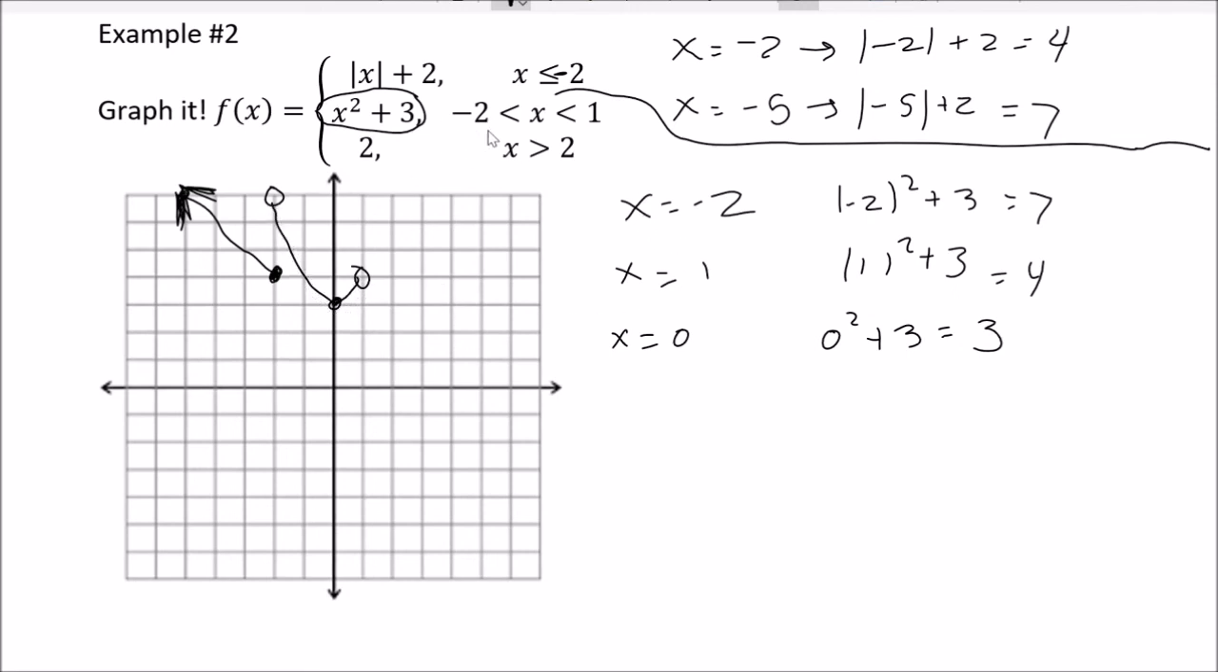Okay, so now we've demonstrated what I'm looking for when I grade. You've got your proper endpoints. You have a proper curve in between them, and that's done. So that's our second chunk of work. Let's go to the third chunk.